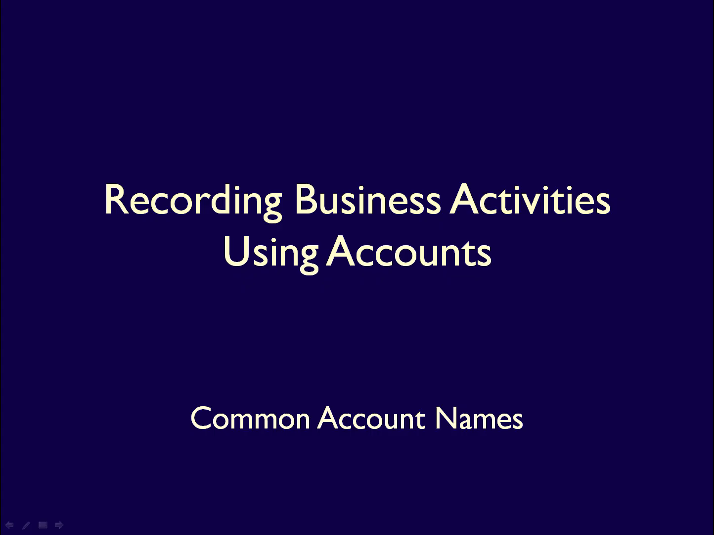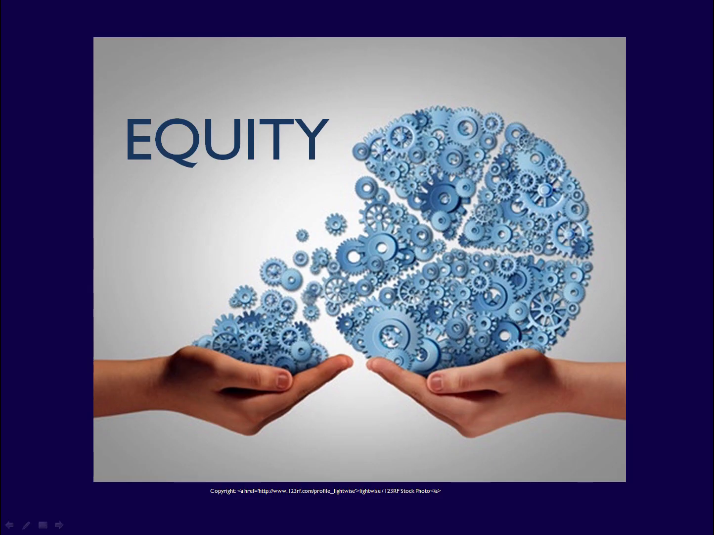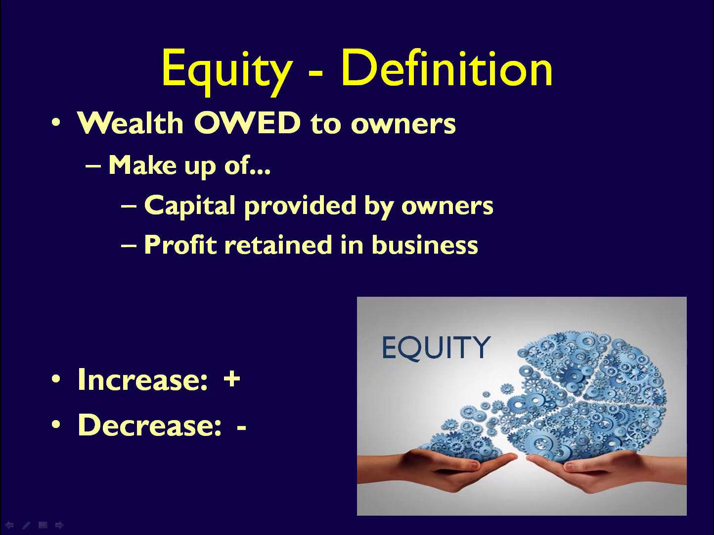In the last video, you were introduced to the common account names for both assets and liabilities. In this video, we're going to start with equity. If you've watched my past videos, you already know that equity is the wealth that a business owes to the owners. It is the leftover, residual amount of assets that are left after all the liabilities have been paid. It is made up of only two accounts: what the owners invested in the business, plus all the profit that the business made, which the business has kept.